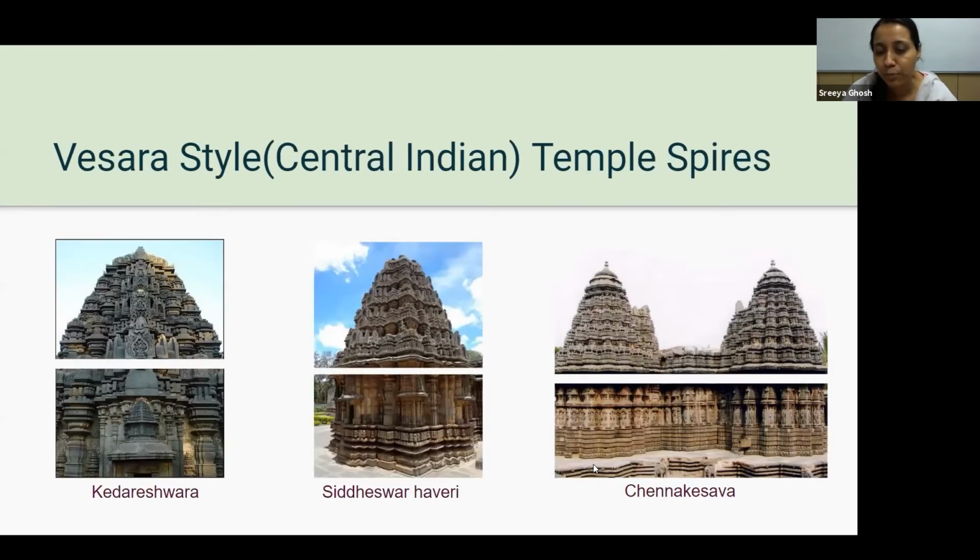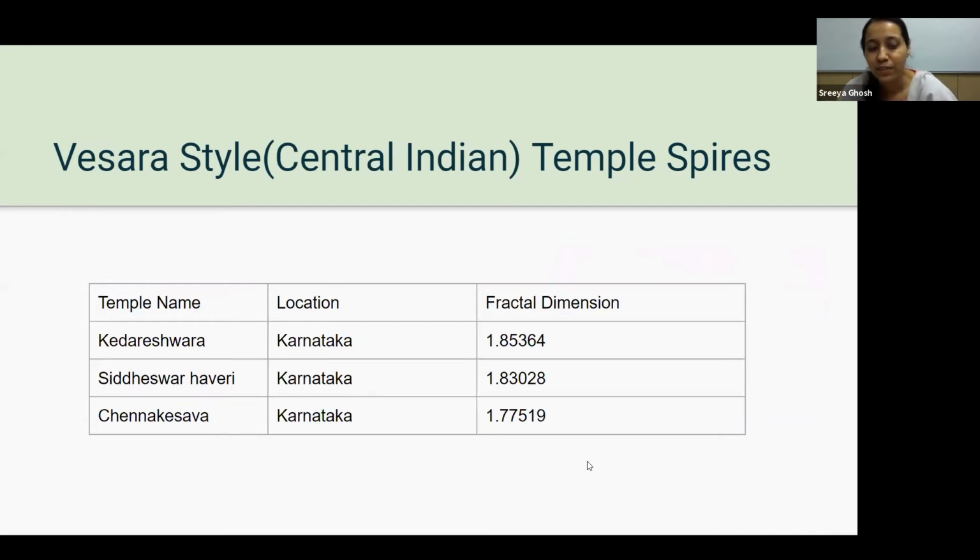Now coming to the Vesara temple spires, we have actually applied our results for the spire portion. We have given the picture of the whole temple, and there's a gap in between to mark that the spire is different from the base of the temple. We have had our results on the spires, not the base, but we have given the picture to give you a feel of how the full temple looks. So the temple spires here also have a very high fractal dimension. It's from 1.77 to 1.85.